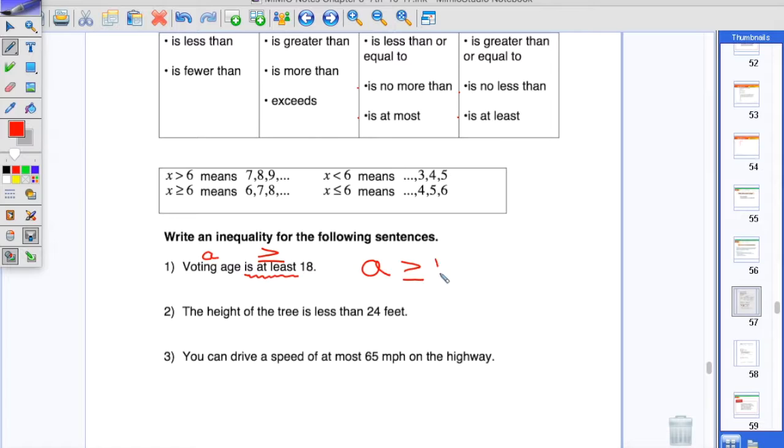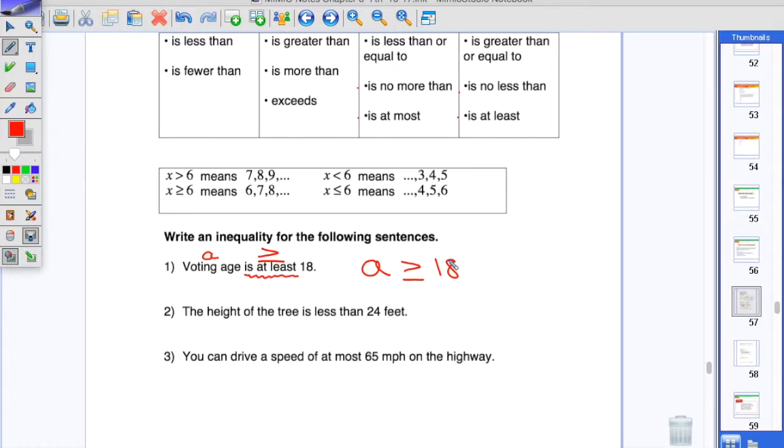So A is greater than or equal to 18. So looking at this, your age can be any number greater than 18 or equal to it. So you could be 18. You could be 25, because that's greater than or equal to 18. You could be 50. So the voting age is at least 18.